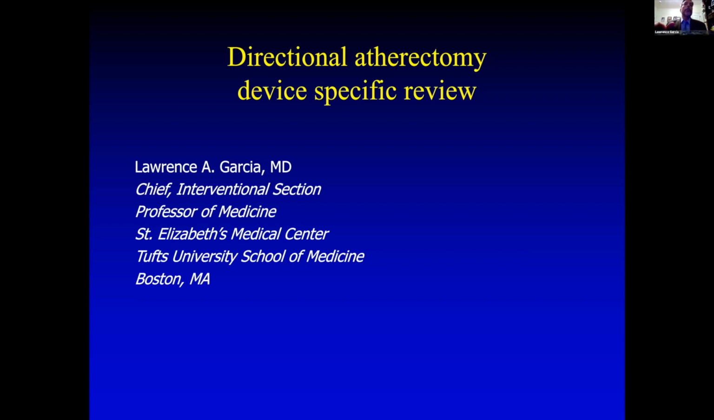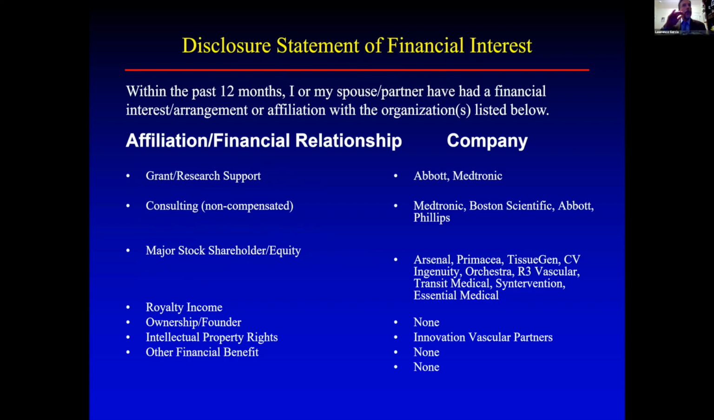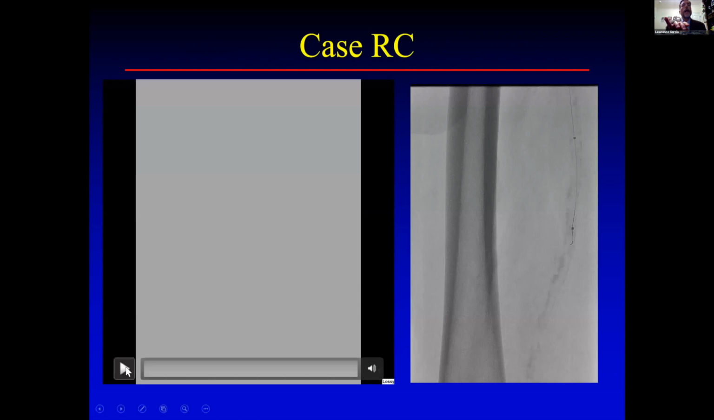My charge is to look at directional atherectomy, and I really want to go through the data set. As you know, and you've already heard, there have been a lot of issues with the scientific pursuit of atherectomy and debulking, which I think are becoming germane to this topic. These are all my disclosures. I'm going to start with two quick cases.